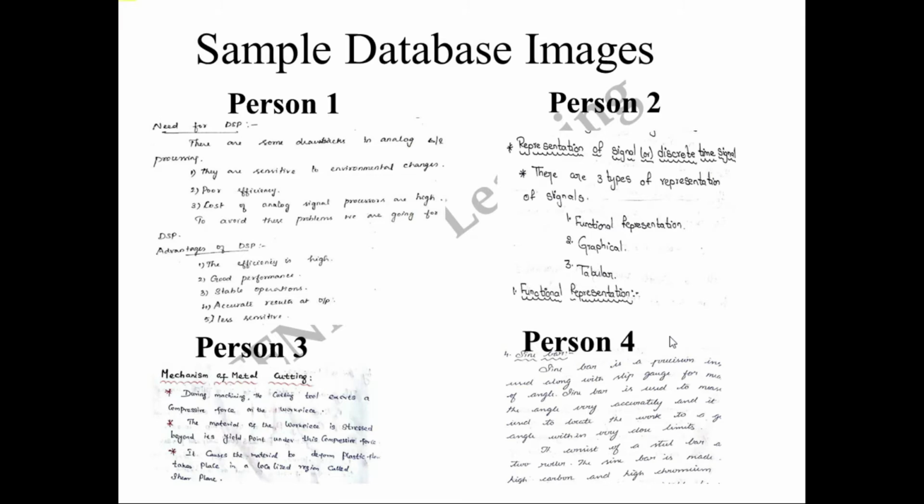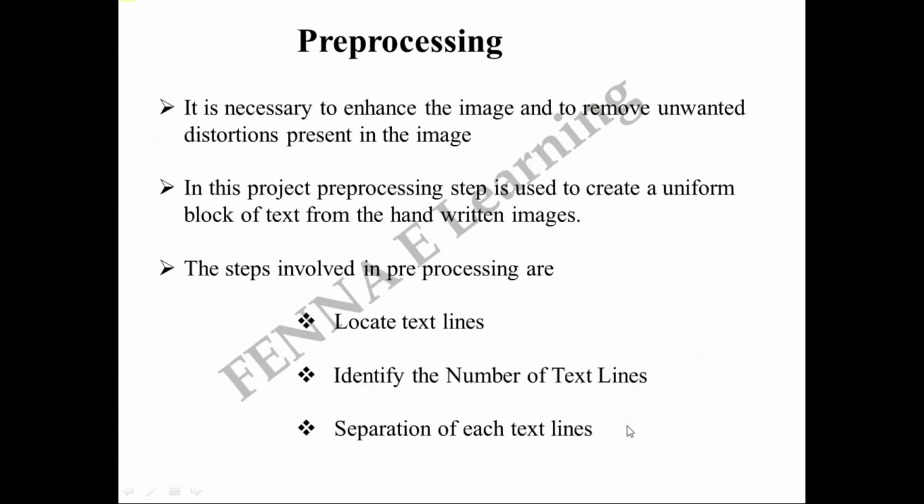So these are the sample images from the database. Normally 25 persons' handwritings are stored in the database. Each person has 20 images. So this is person 1 handwriting image, this is person 2 handwriting image, this is person 3, and this is person 4 handwriting images.